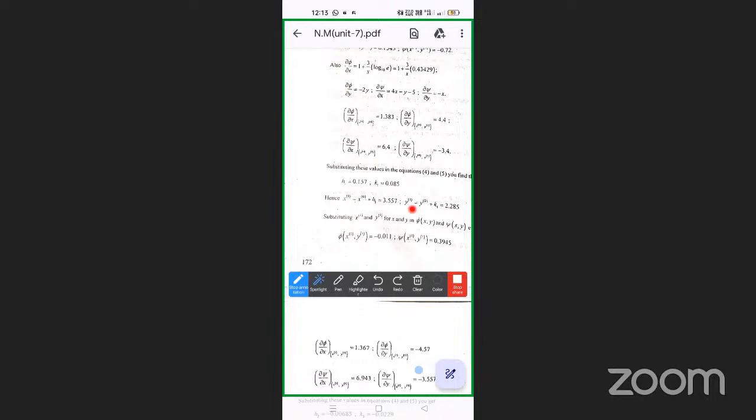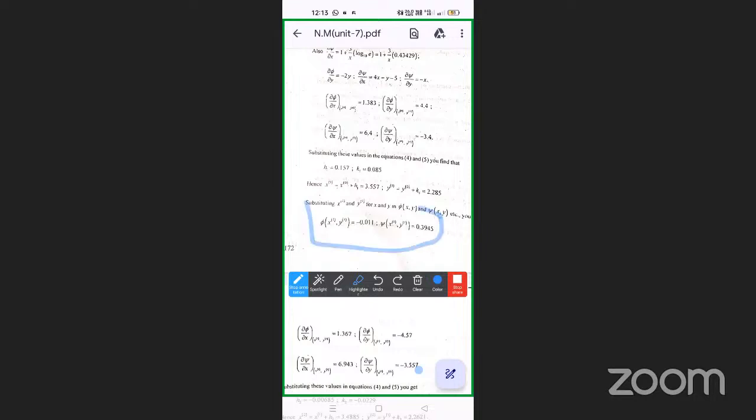So substituting x1, y1 in pi of x comma y and psi of x comma y. That is pi of x1 comma y1 and psi of x1 comma y1. These are the pi comma psi values in the first iteration. Pi of x1 comma y1 is equal to minus 0.011, and psi of x1 comma y1 is equal to 0.3945. So these are the first iterative values.